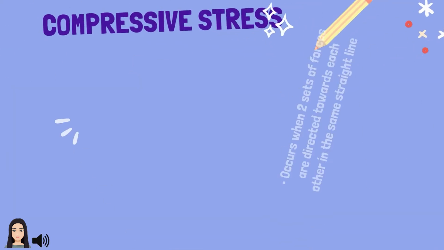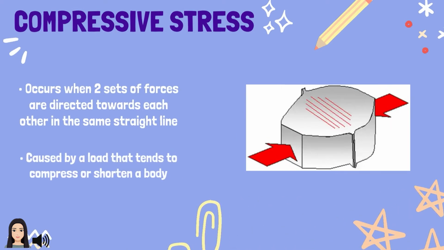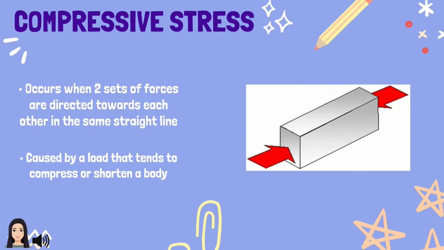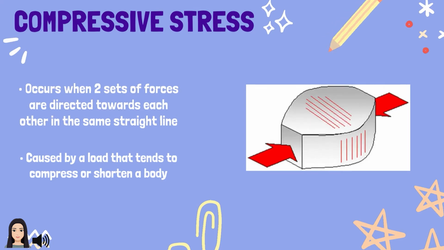The second one is compressive stress. This happens when two sets of forces are directed towards each other in the same straight line. This is caused by a load that tends to compress or shorten a body.